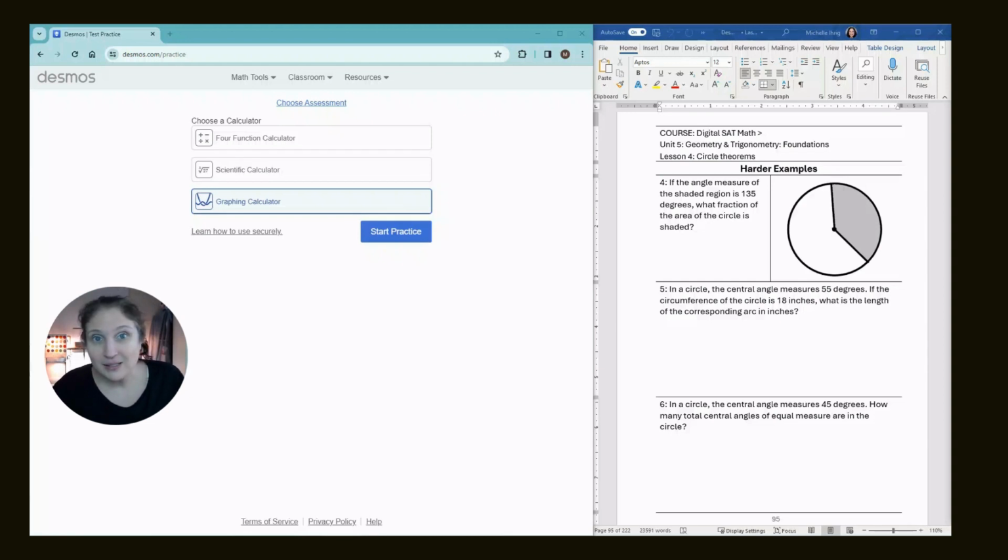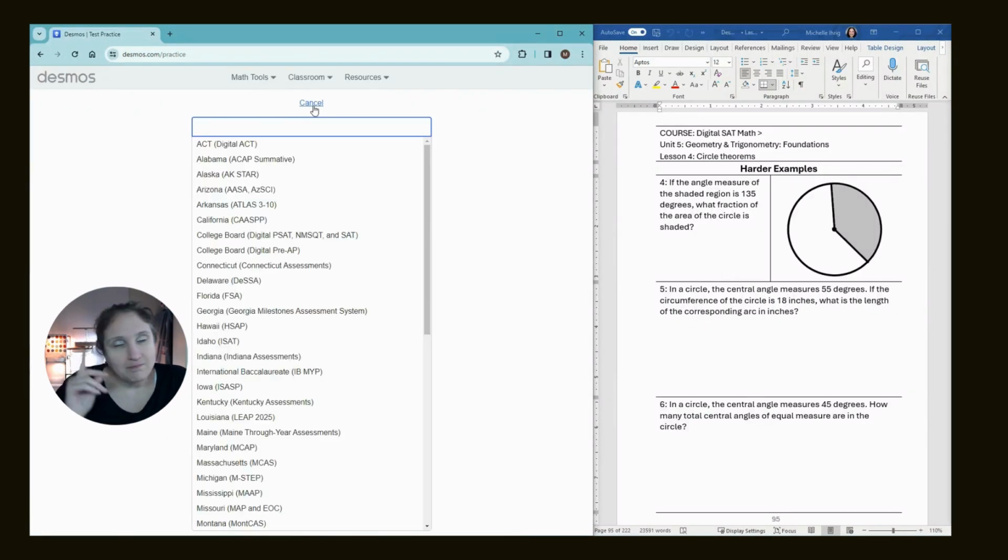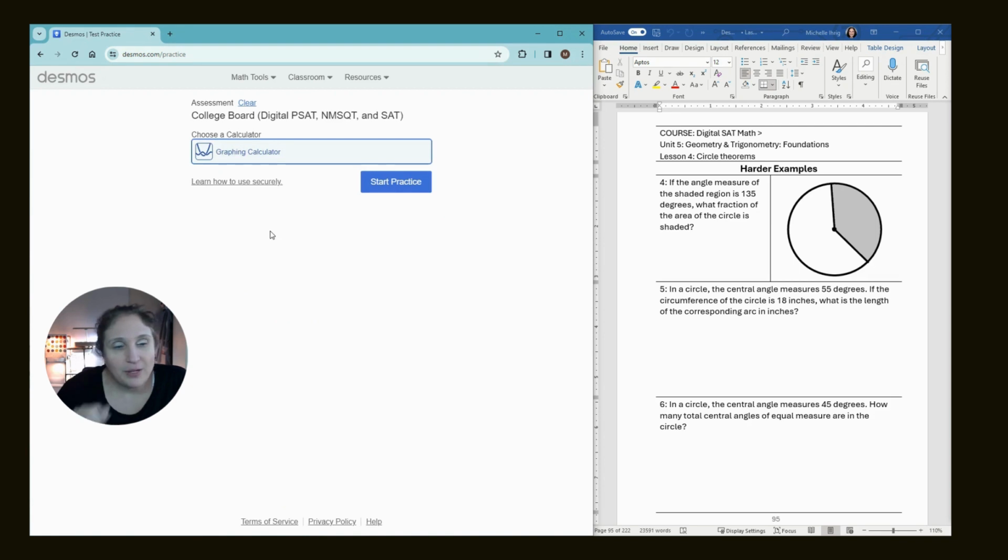Get paper and pencil. And no matter what, whether you have the book or not, please open up the Desmos calculator. That link is also in the chat. Click description, click choose assessment, and go to College Board. All right, here we go.